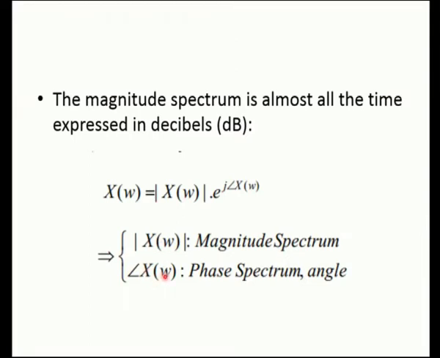The phase spectrum, which is the angle of X of omega, is calculated as minus tan inverse of the imaginary part divided by the real part. The magnitude is always represented in decibels. Before starting the discrete time Fourier transform, we have to consider convergence.